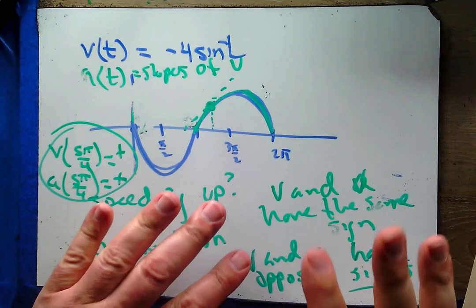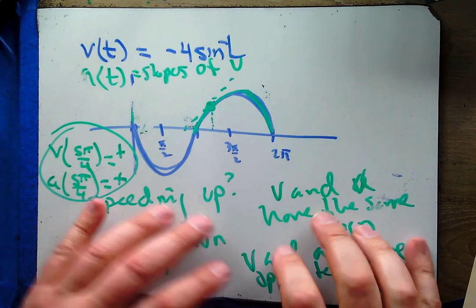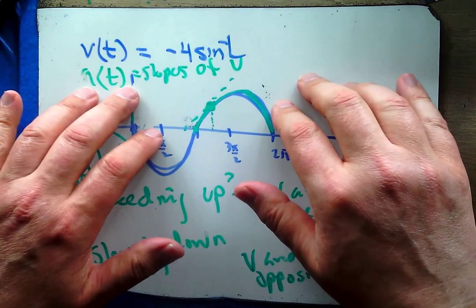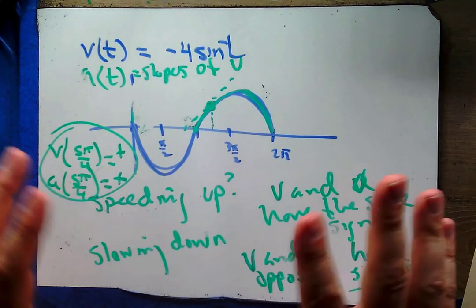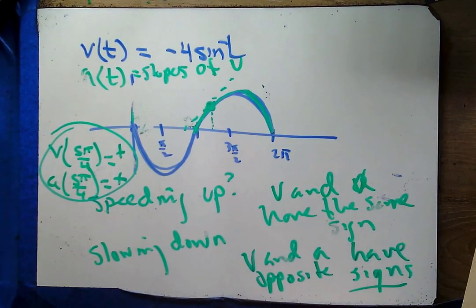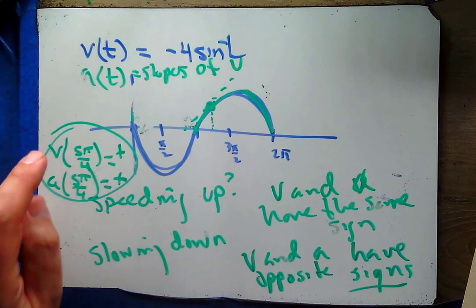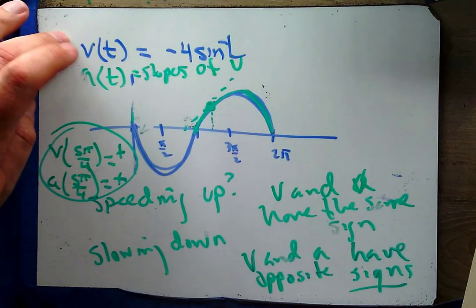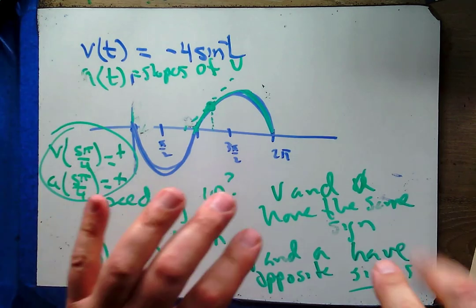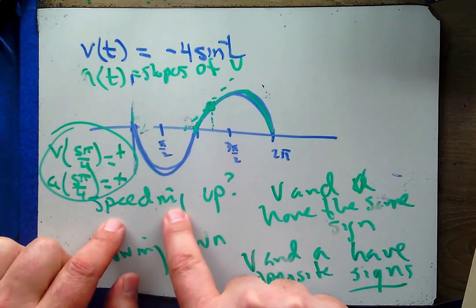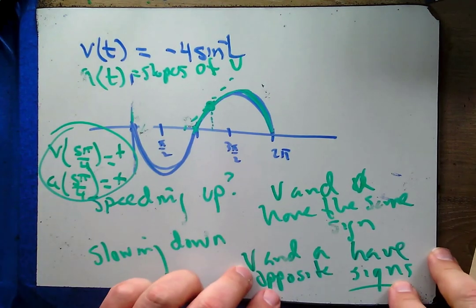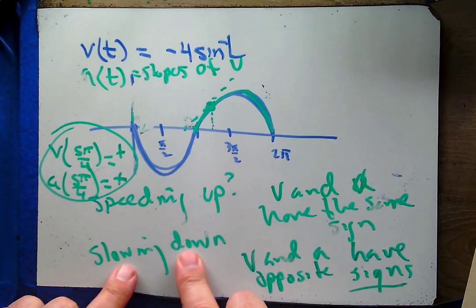And the reason I say that this is what you use instead of graphing the speed function is that often you're going to be asked to work with some kind of function you can't graph. But we will be able to evaluate velocity and acceleration. And so when velocity and acceleration have the same sign, you know you're speeding up. And if they have opposite signs, you know you're slowing down.